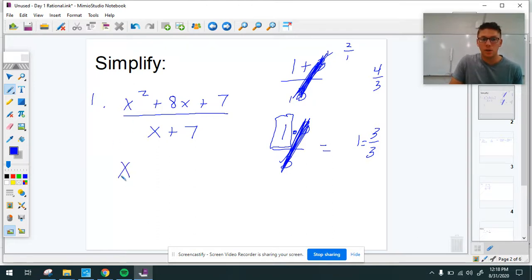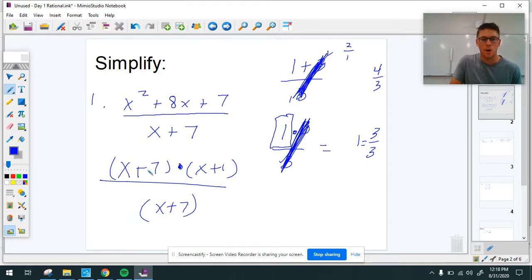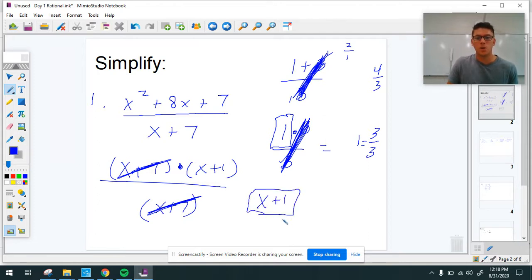What you could do is factor though, x plus 7, x plus 1, all over x plus 7. And now you notice you've got a product of two things up here divided by one quantity. Those now can be reduced. And your simplified form is x plus 1. So there is simplifying we can do, but you got to remember to factor first.